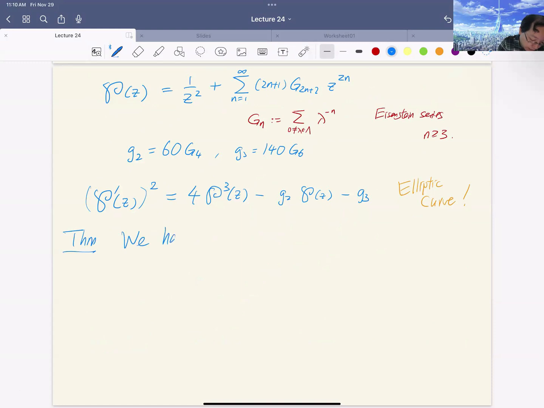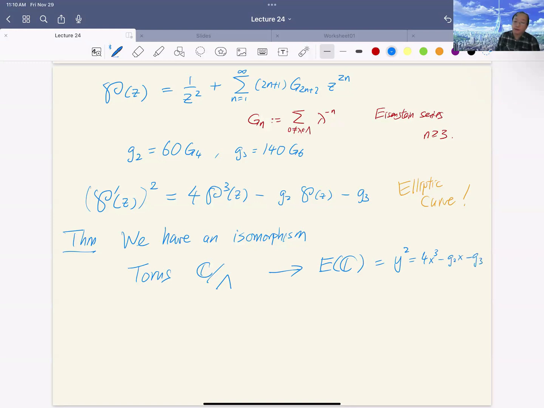So the main theorem: we have an isomorphism from the torus to the complex points on the elliptic curve. So this y squared is like what? 4x cubed minus g2 x minus g3. So if I have a number here, I just send it to x and y.